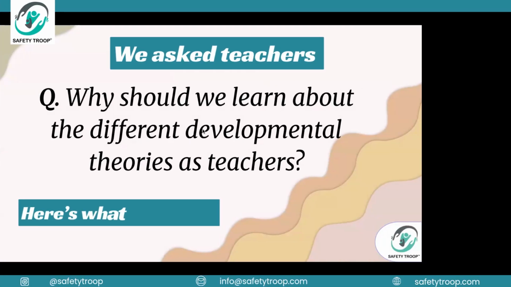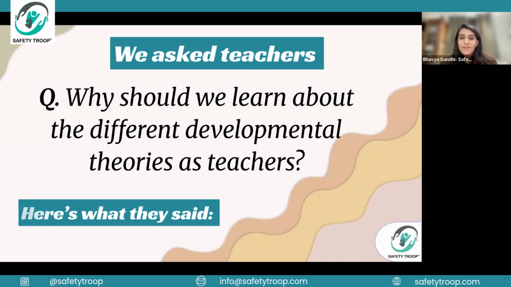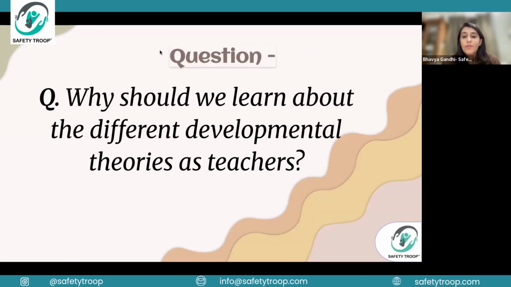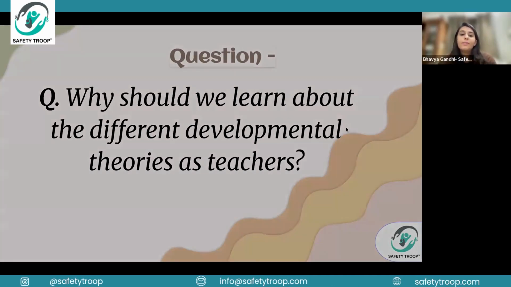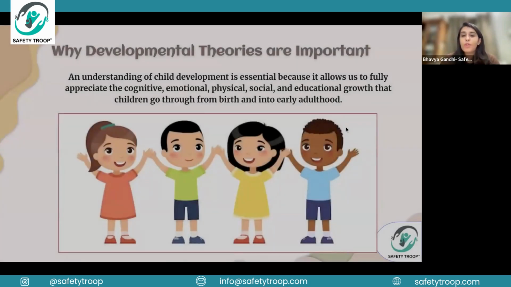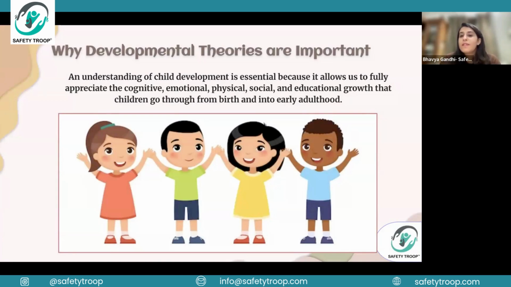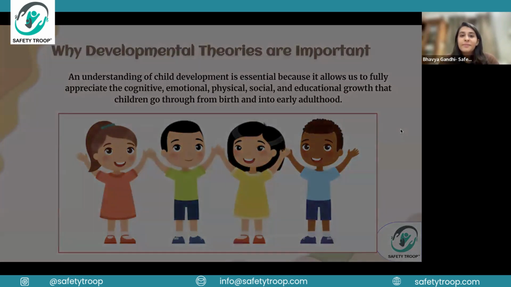Okay, go ahead. Actually, we should have an idea about these theories because they explain how a child grows and changes physically, mentally, emotionally, and socially. Absolutely. There are so many theories in child psychology, and the main reason, like Sabani ma'am mentioned, it's important to know and understand them is that it allows us to fully appreciate the cognitive, emotional, physical, social, and educational growth that children go through from birth into their early adulthood, right?